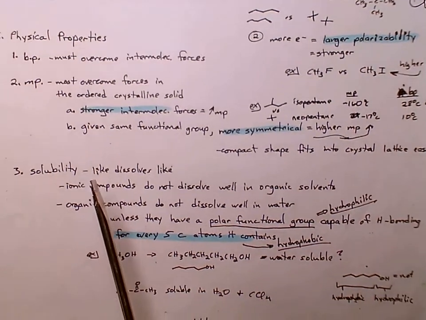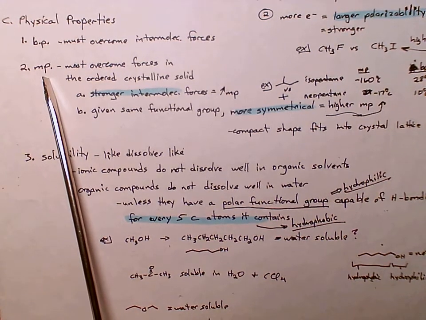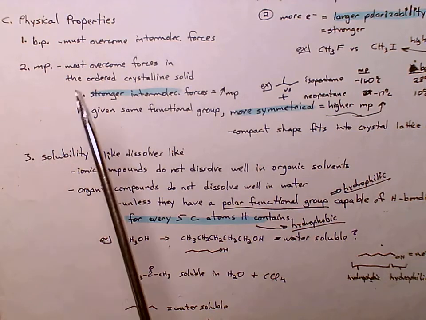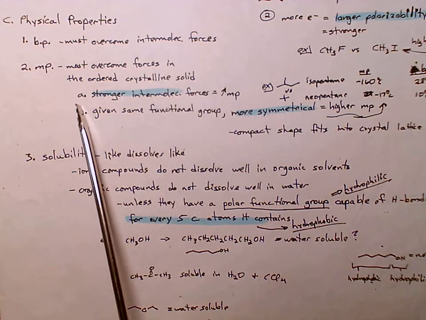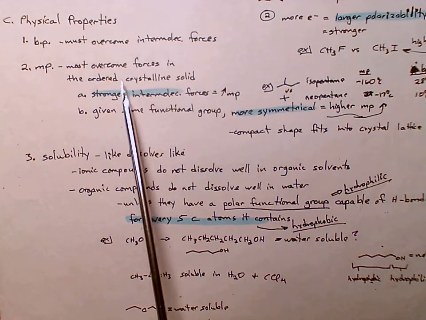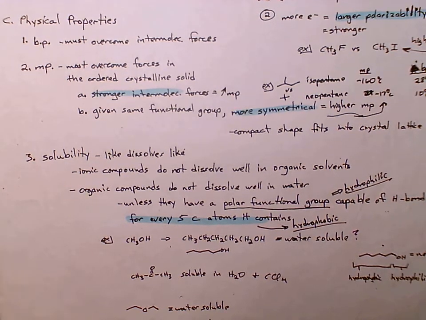Now, another physical property to look at is melting point, and melting point can parallel boiling point, but there are some differences. In general, to melt a molecule, you must overcome the forces in the ordered crystalline solid. So, stronger intermolecular forces tend to mean an increase in melting point. Ionic compounds have very strong ion-ion forces, very strong intermolecular forces, and high melting points. But we have to look at something else too.